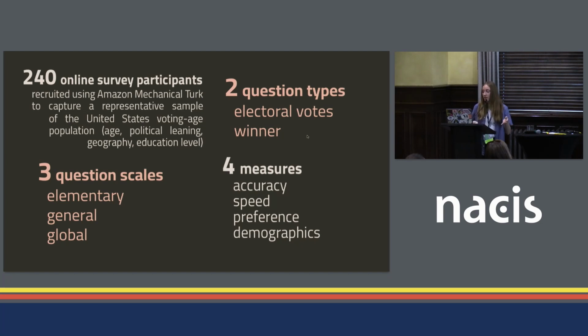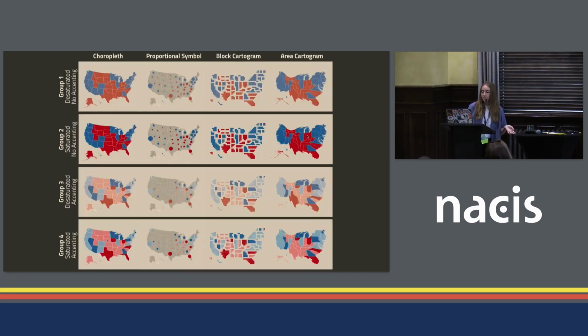Within these question scales, I had 2 question types. One was number of electoral votes, and one was winner. Winner is indicated by color. Electoral votes is either text or visually encoded. Within these questions, I was measuring 4 things. For all of these multiple choice questions, I measured accuracy and speed. There was 1 question per page for all of the users, so I was able to measure the time per question. Afterwards, I asked users their preference about the maps that they saw, and I also captured demographics.